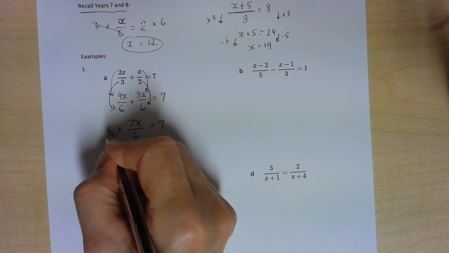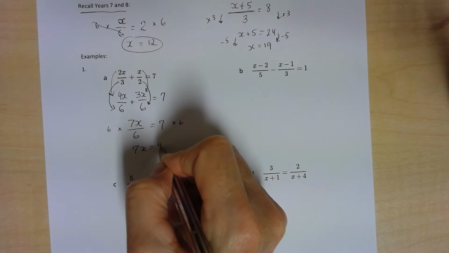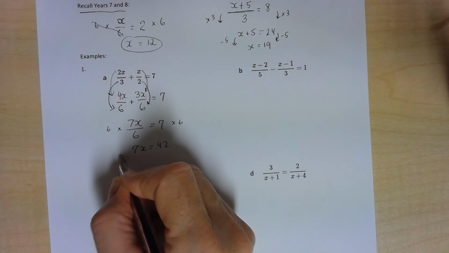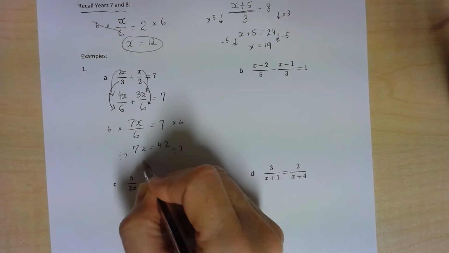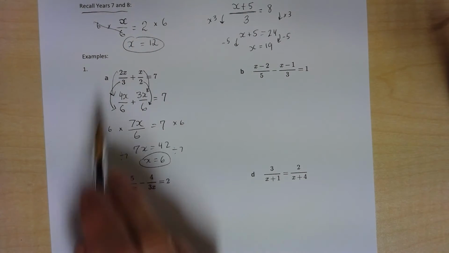And now I just have what I had in year 7 or 8. So times by 6, 7x equals 42. Divide by 7, x equals 6. Okay, so just that little bit there.